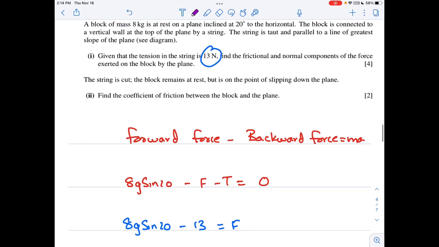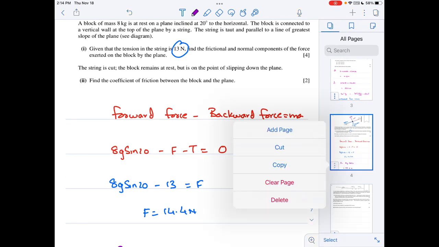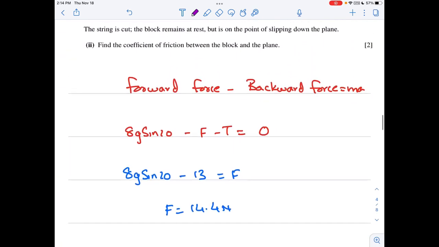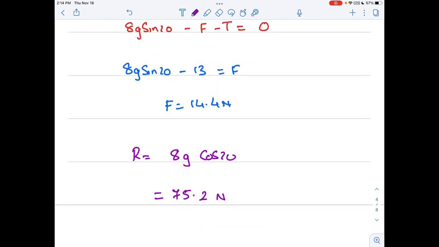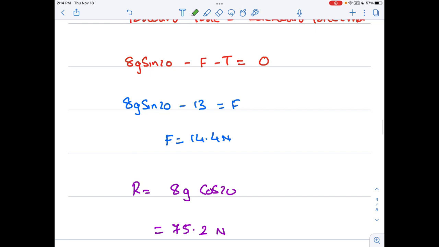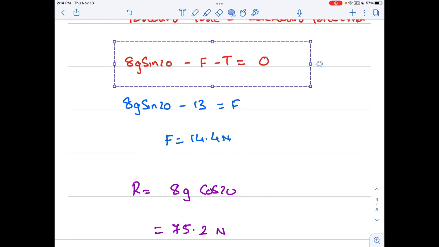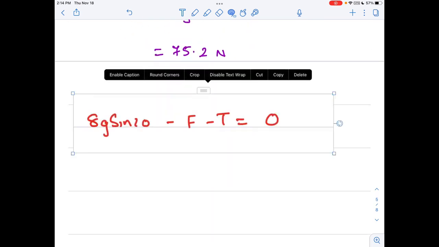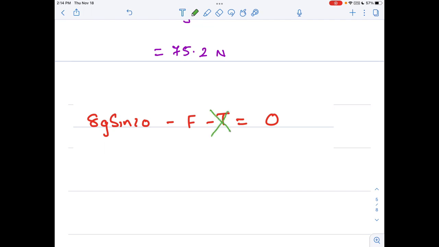If the string is cut and the block remains at rest, but it is on the point of slipping down the plane, find the coefficient of friction. So let me quickly add a page. Now the string is cut. If the string is cut, there is no tension at all. So the equation will remain the same: forward force minus backward force is equal to ma. But because the string is cut, there will be no tension, so my frictional force will become just 8g sine 20, which becomes 8 times 10 times sine 20.